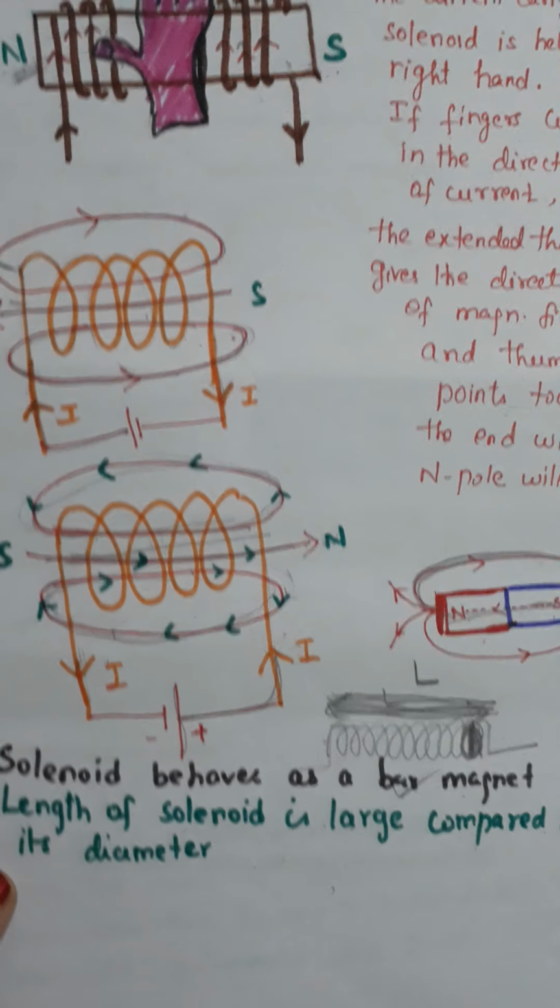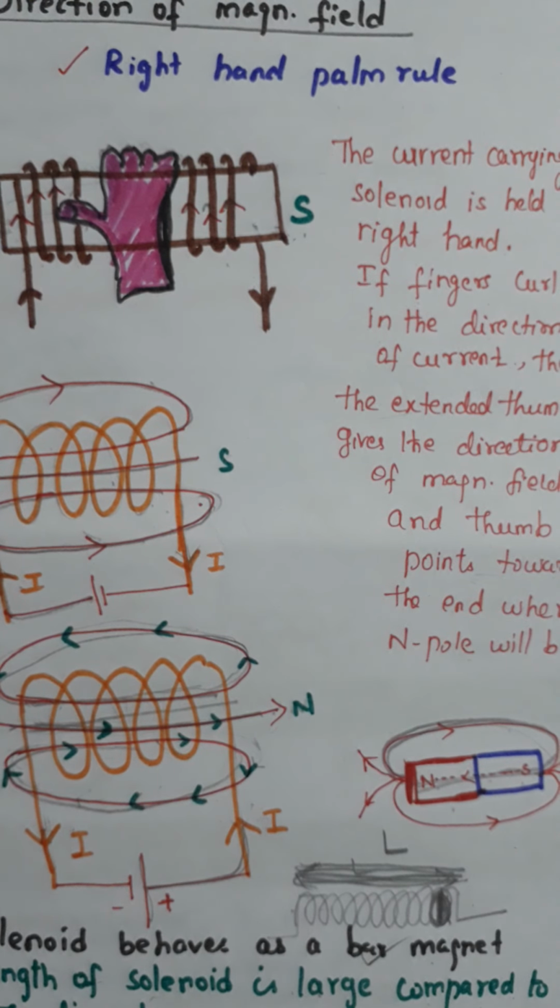So this solenoid you have to learn. Ampere's circuital law with the solenoid you have to learn. Next class we will calculate the magnetic field produced by a solenoid using Ampere's circuital law.